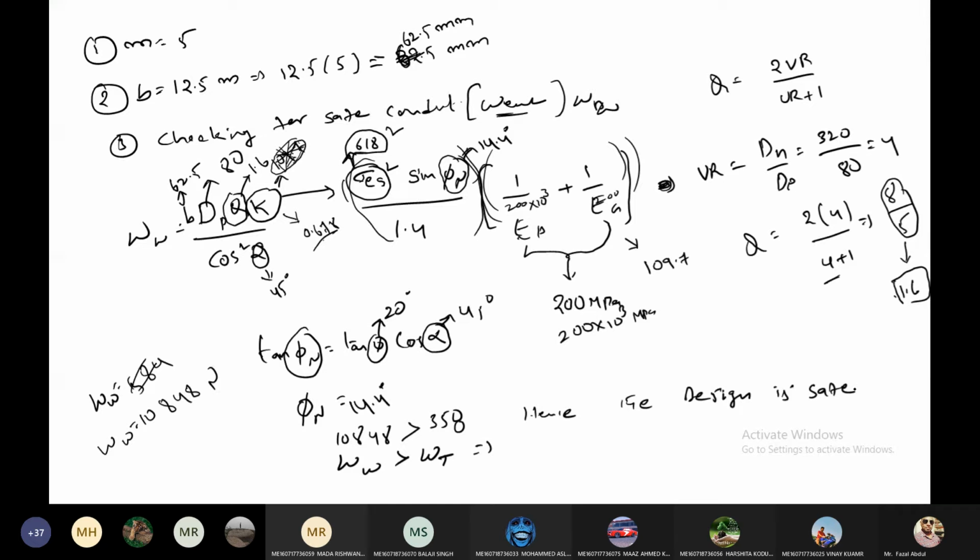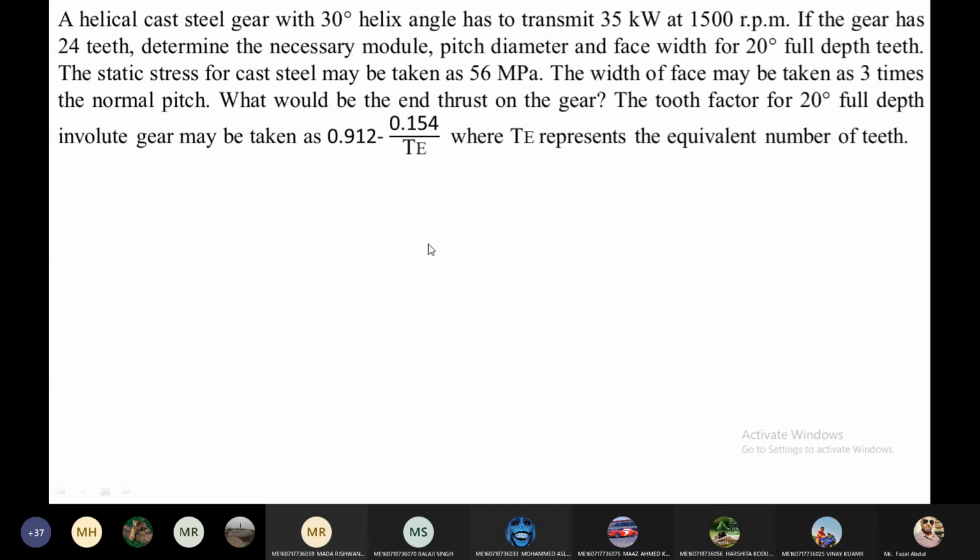Okay. Any doubts, Babu, regarding this problem? Is it clear? Yes, sir. If you don't have any doubts, we shall move to next problem. Shall we move to next problem? So this is the next question.